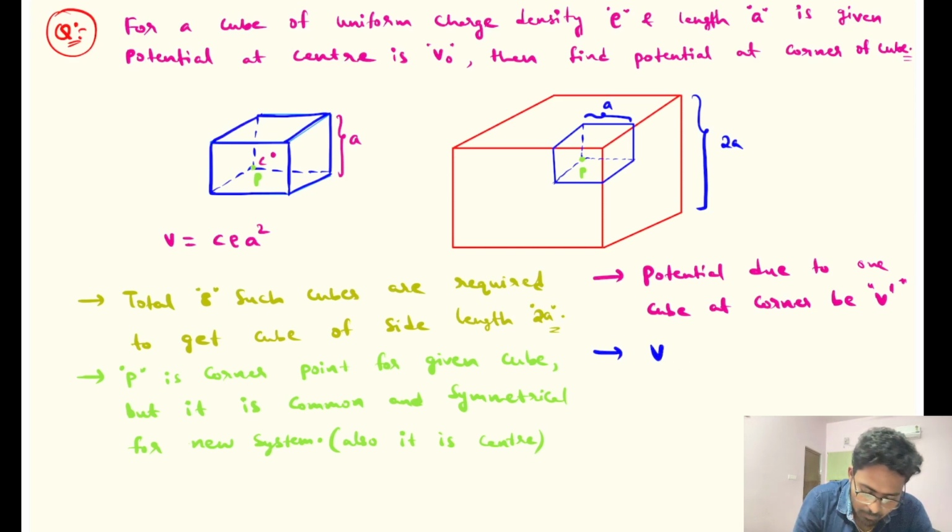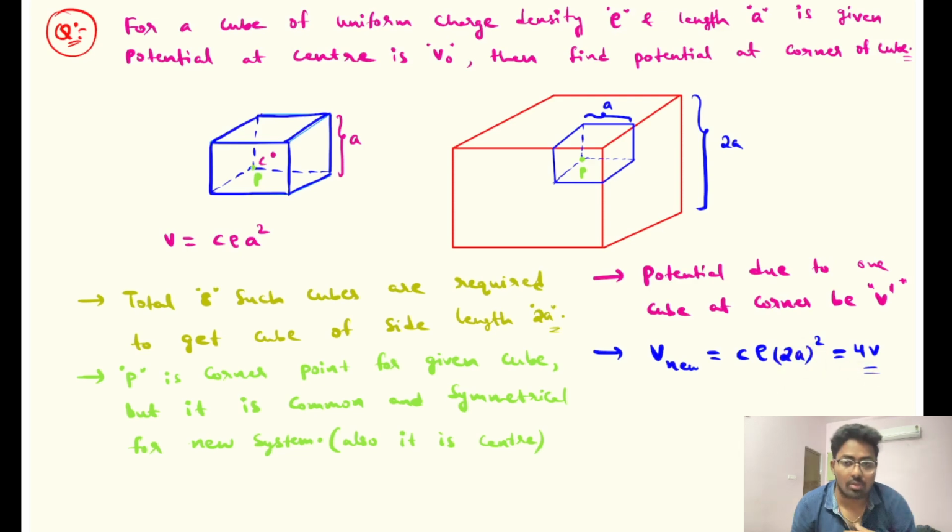New potential V new. Sir, how to find V new? So C is the same, rho is the same, constant. But now the side length is 2a whole square, so the new potential should become 4V. We understood the new potential for the entire system at the center is 4V, because the side length has become double, as V is directly proportional to a square.